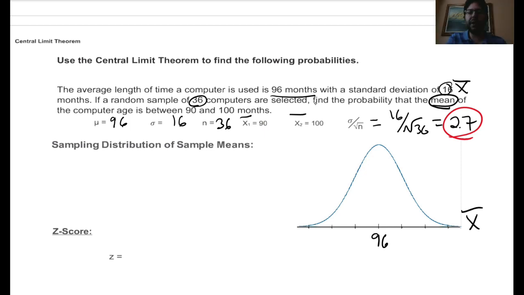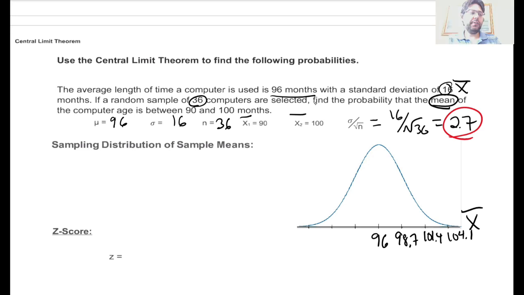So we're going to add 2.7 to this, and that's going to be 98.7. Add another 2.7, that's going to be 101.4. Another 2.7, it should be 104.1. Now we're going to go ahead and take away 2.7. We get 93.3, 90.6, and 87.9. Just to save us a little bit of time there.